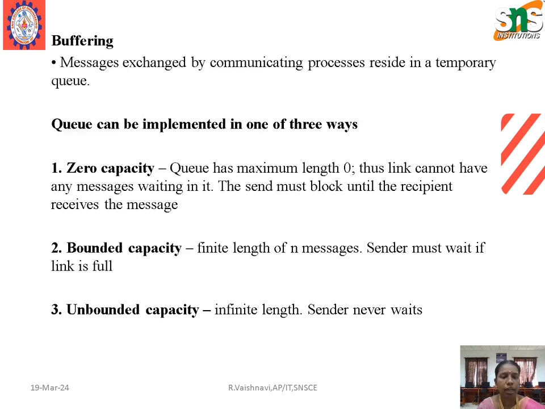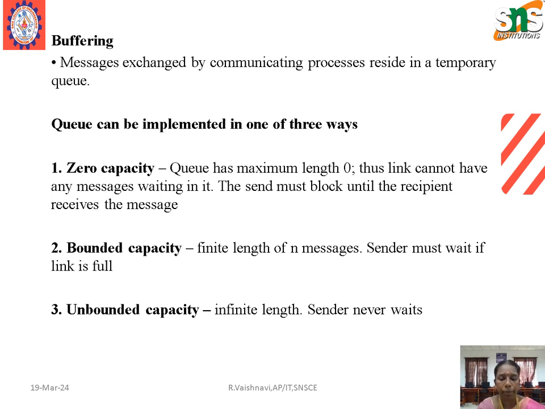Next one is buffering. Messages exchanged by communicating processes reside in a temporary queue. The queue can be implemented in one of three ways, that is zero capacity, bounded capacity or unbounded capacity. First one, zero capacity. The queue has a maximum length of 0, thus the link cannot have any messages waiting in it. The sender must be blocked until the recipient receives the message.